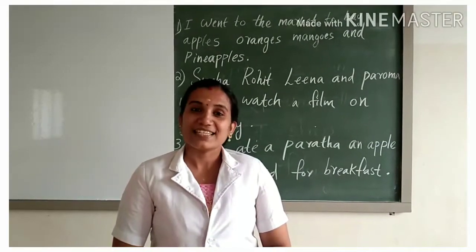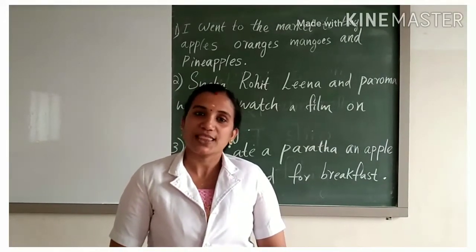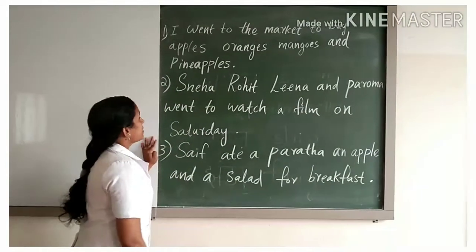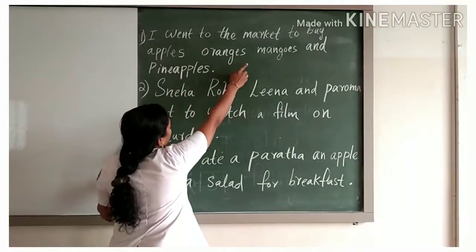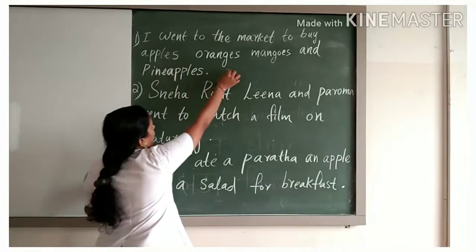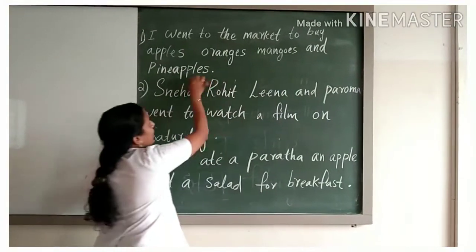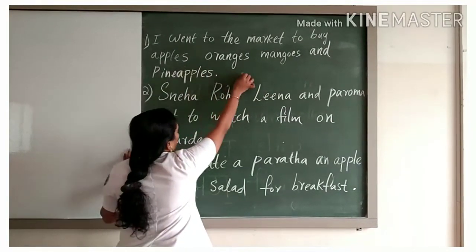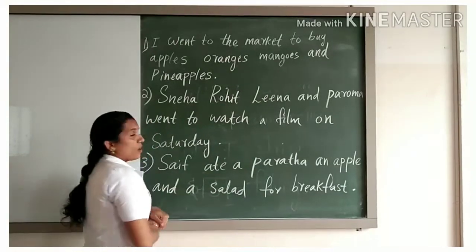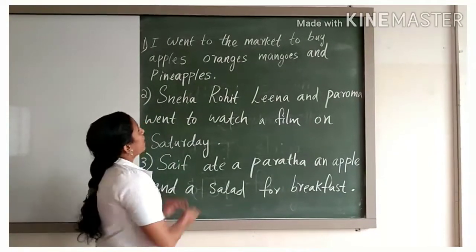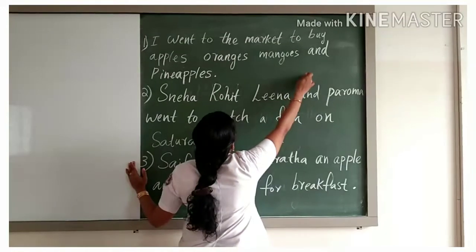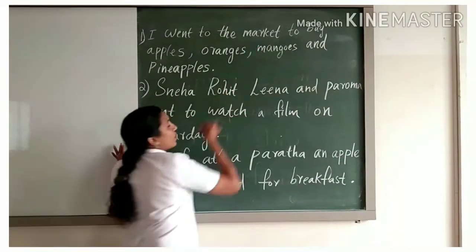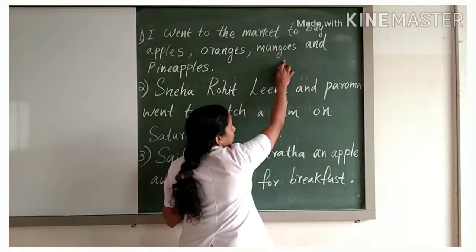Now let's discuss the textual exercise, page number 35. Okay? Listen carefully. The first sentence: I went to the market to buy apples, oranges, mangoes and pineapples. Where do we put the commas? I went to the market to buy apples, comma, oranges, comma, mangoes.